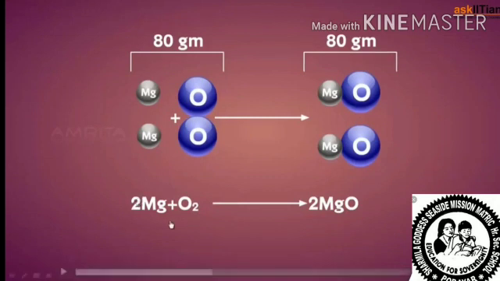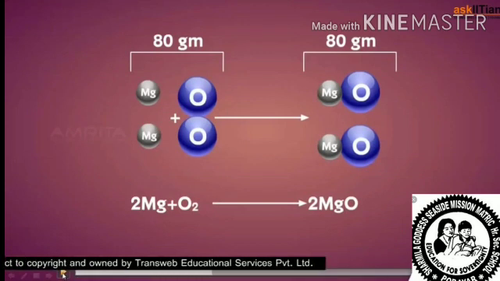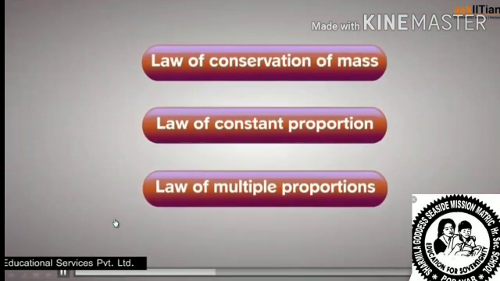The total mass of the reactants is always equal to the total mass of the products in any chemical reaction. Okay. Let us move on. Now, let us discuss the law of constant proportion.